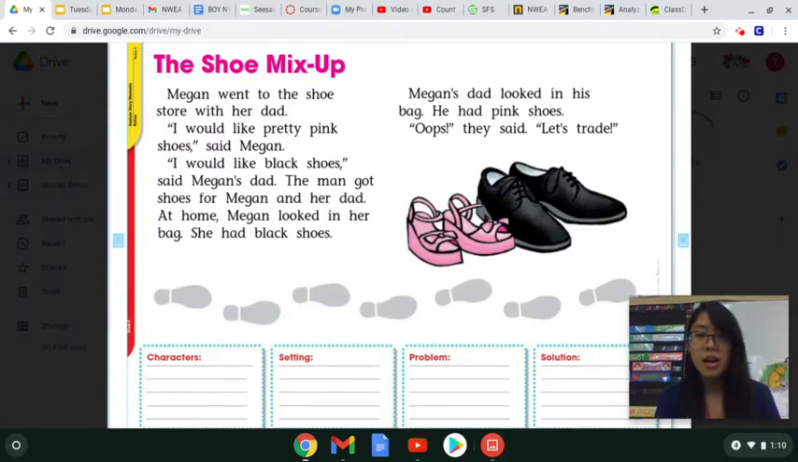Okay, so now that I have read us the poster, I want us to think about who the characters were that we read about. Where did this story happen? Where did it take place in our story? What was the problem of this story? And then what solution was there to the problem? So I want us to think.